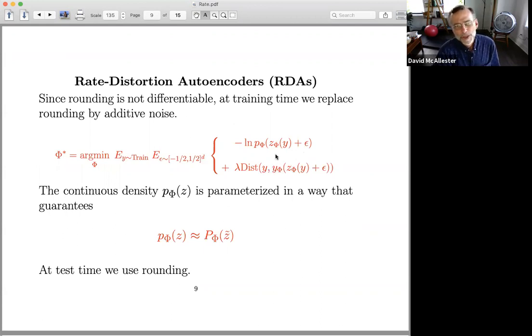And this is a density now, right? Because it has to be differentiable. So this is a density that's also a real number computed from this and under these parameters.